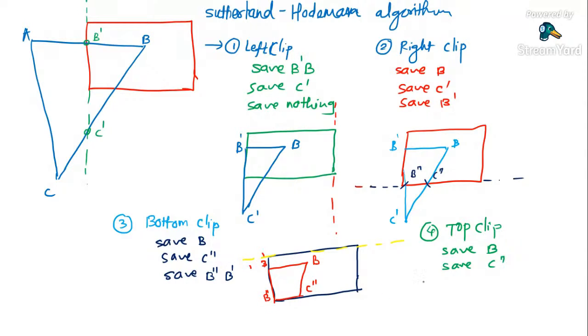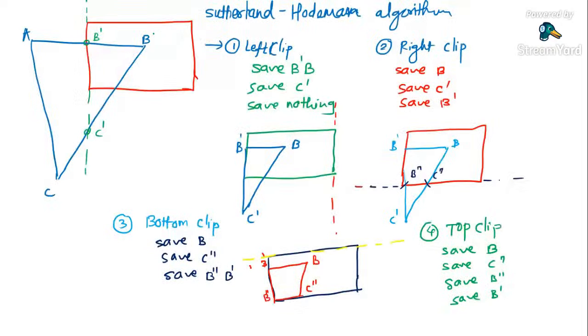Then C double dash to B double dash, both are inside, so save B double dash. Then B double dash to B dash is also inside, so save B dash. The whole output you will get after clipping also. So what is the final answer? B, C double dash, B double dash and B dash.